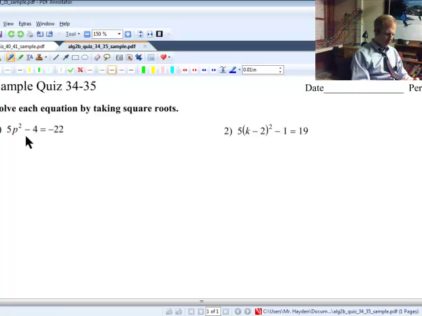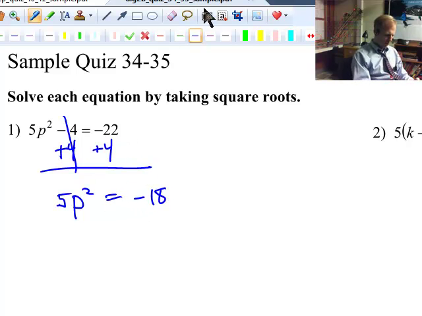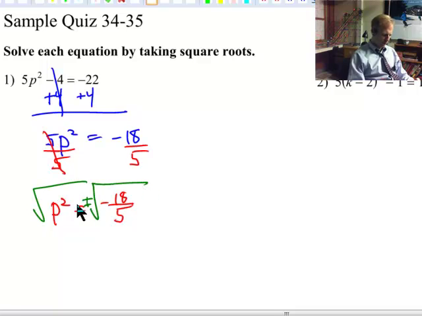Alright, in the first equation here I have 5p squared minus 4 equals negative 22. So since I'm solving by taking square roots, I need to move all of the terms to the right side of the equal sign. So this is going to give me 5p squared equals negative 18. And then I'm going to divide by 5, and that gives me p squared equals negative 18 over 5. And I'm ready to take the plus minus square root of both sides.